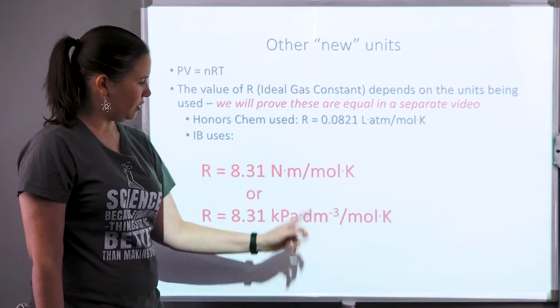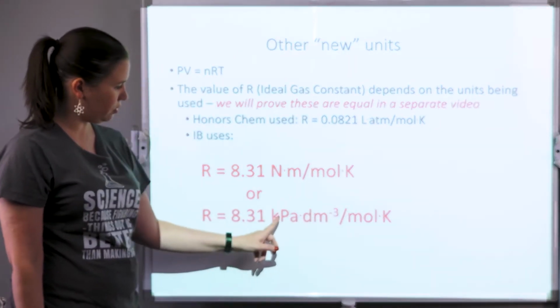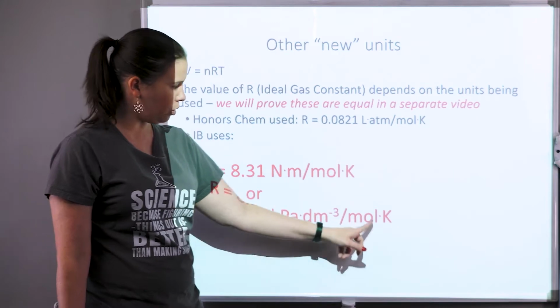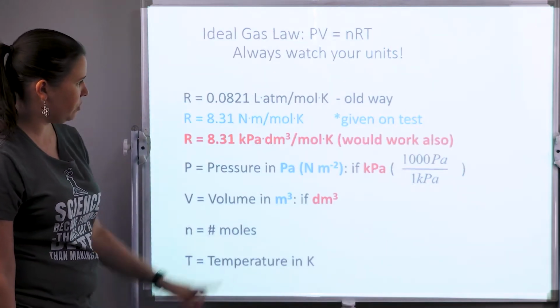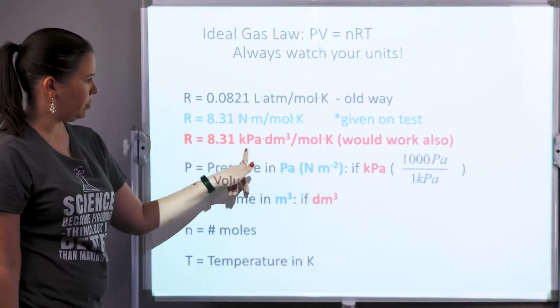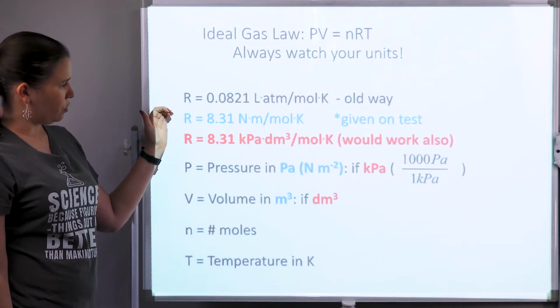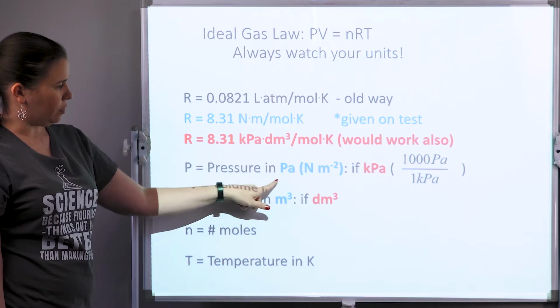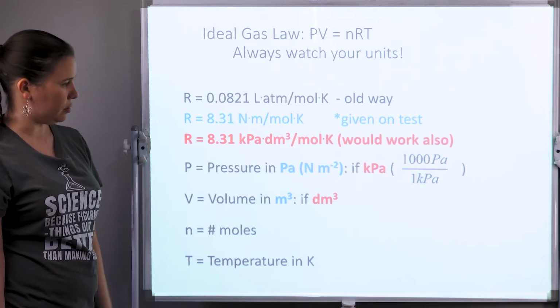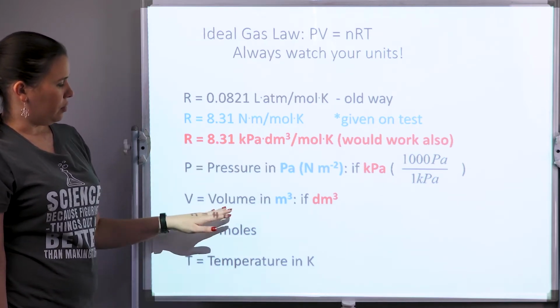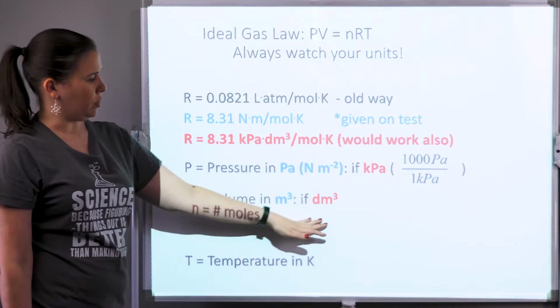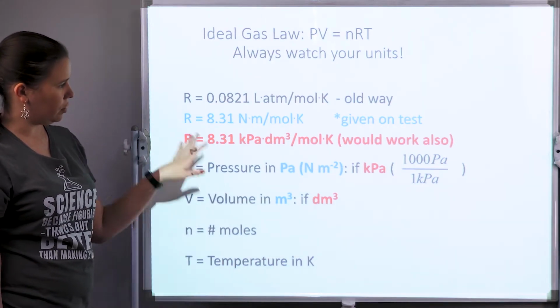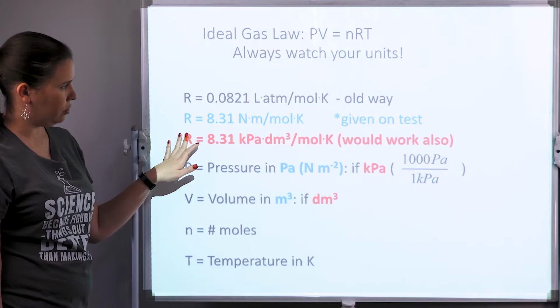That negative shouldn't be there. This would be kPa decimeter cubed per mole Kelvin. Let's see if it's fixed over here. Yes, so this would be correct here. Now the book gives you the 8.31 Newton meters, but a lot of times the pressure will be given in pascals, and so it's really easy to get it into kPa. And then sometimes the volume will be in meters cubed, which we can then convert to decimeters cubed, and that's going to allow us to use this R in red.